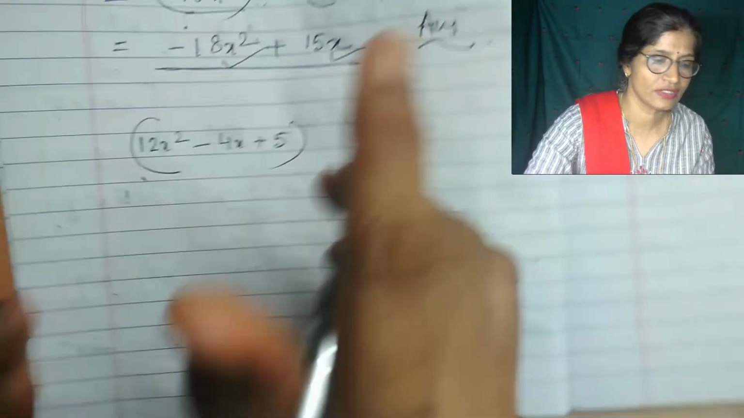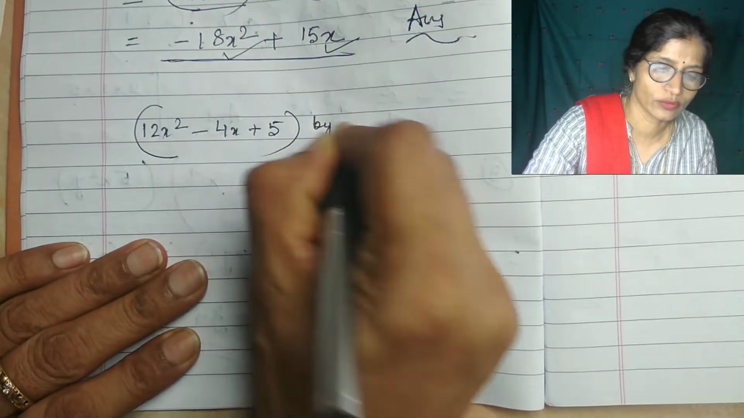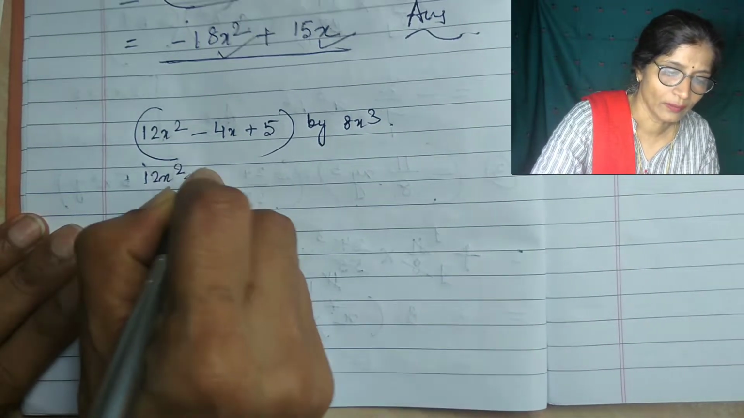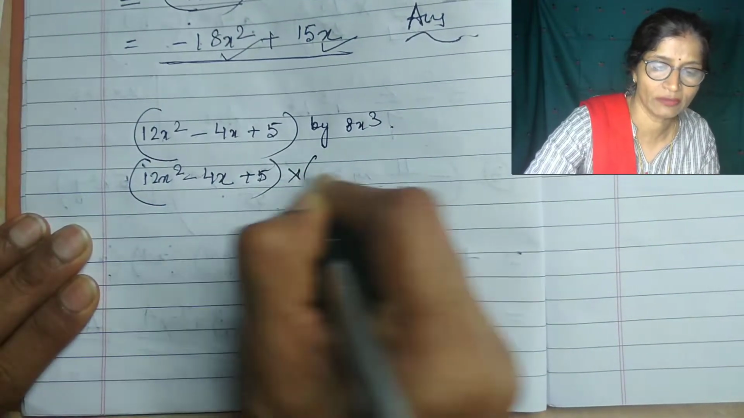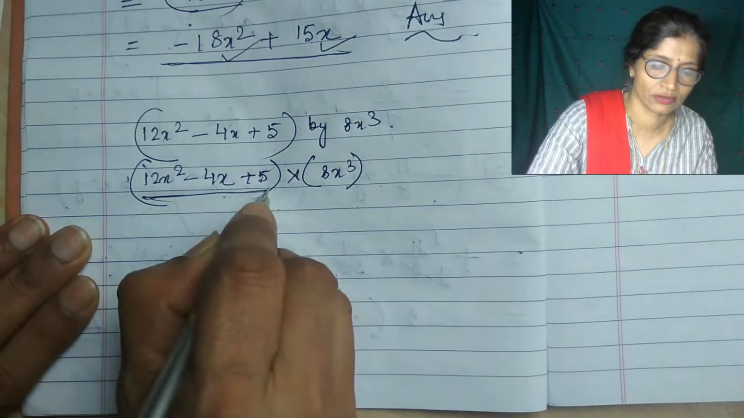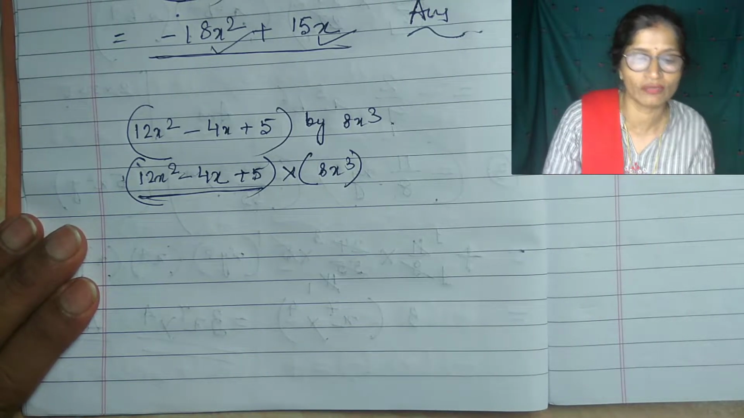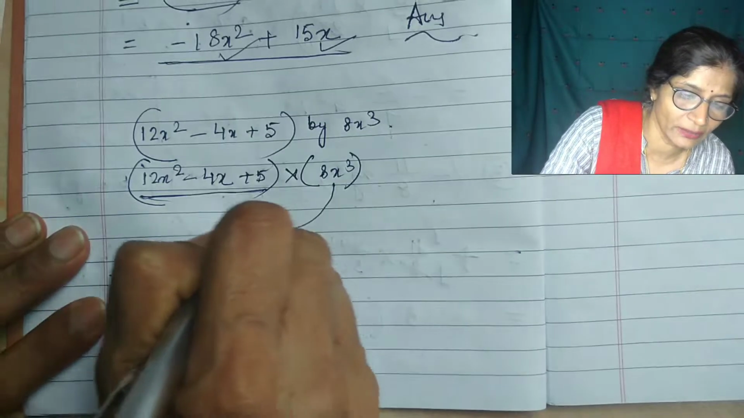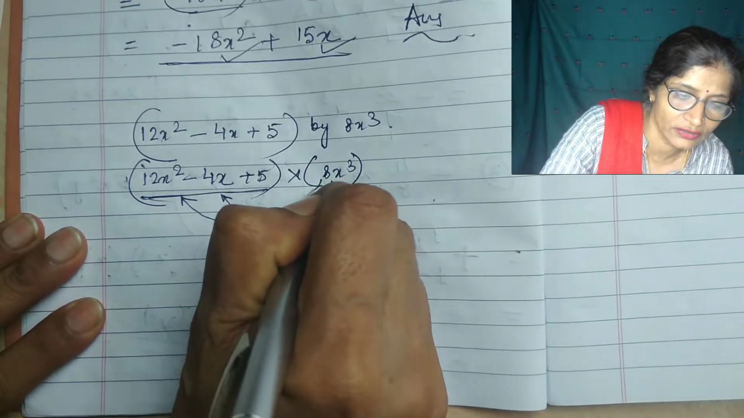And it is multiplied by 8x cube. So what you will write? 12x square minus 4x plus 5 multiplied by, means here multiplication sign, 8x cube. Now these are the three terms in this polynomial. I said each term will be multiplied by each of the term of the other part. So I have to multiply this with this, this with this, and this with this.